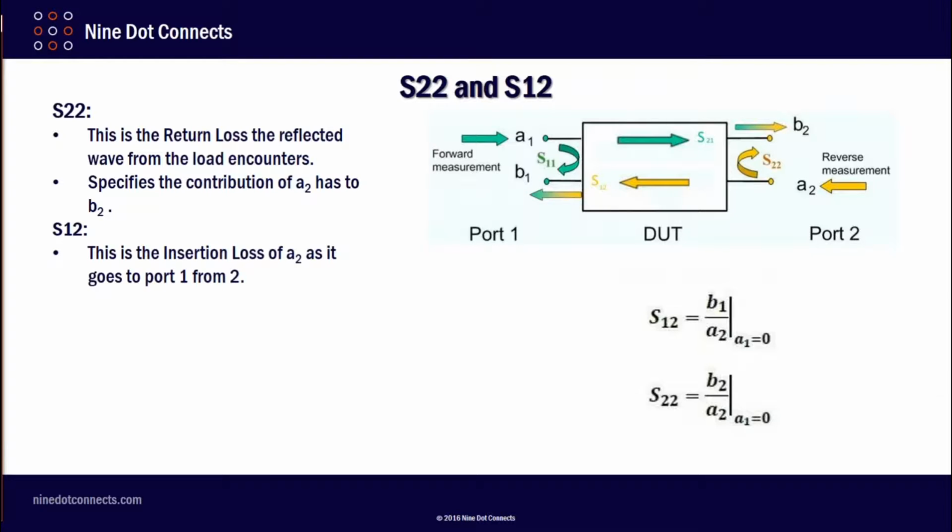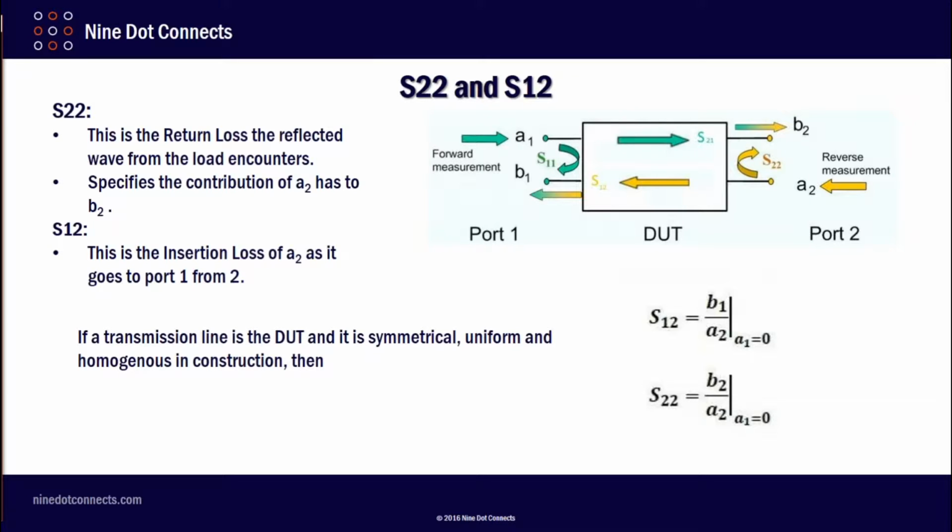S12, this is the insertion loss A2 is going to see as it goes from port 2 up to port 1. It's a very important concept here to understand. If a transmission line is the device under test in this diagram, and it is symmetrical, uniform, and homogeneous in construction, then S21 is going to equal S12, and S22 is going to equal S11.